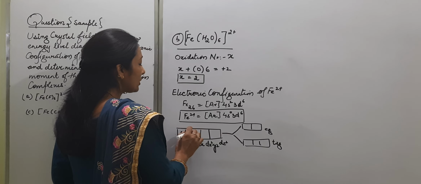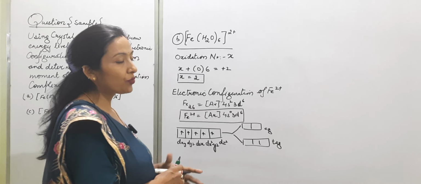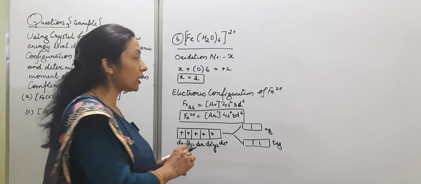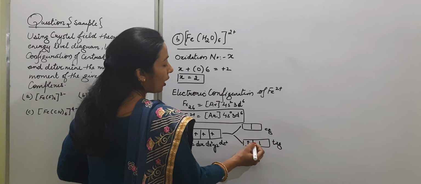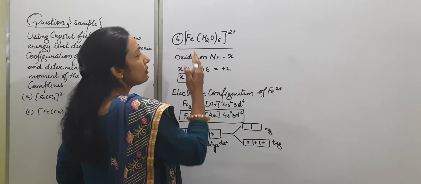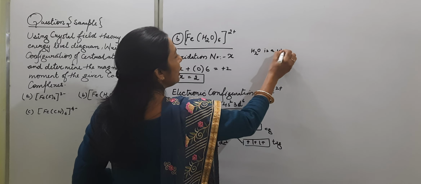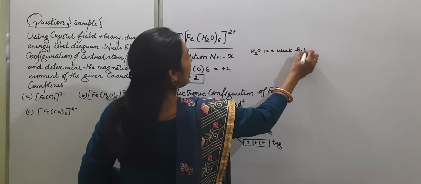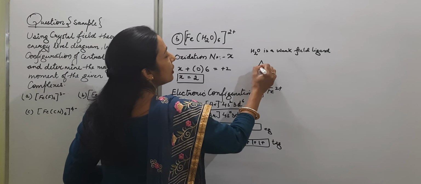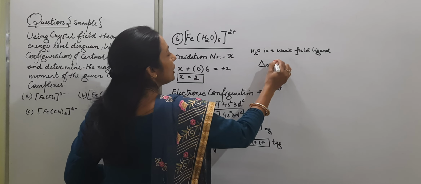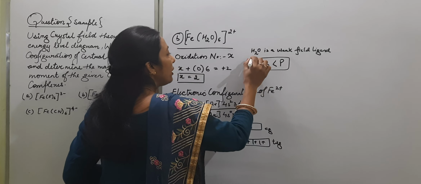And how many electrons are here? 6. So the Aufbau rule says first we have to make singles and then pairing will start, and with 6, here this one is a pair. So when we fill here, 1, 2, 3, as water is a weak field ligand. So this is a weak field ligand, so the crystal field splitting energy is less and pairing will not occur. This is the condition here, pairing will not happen.